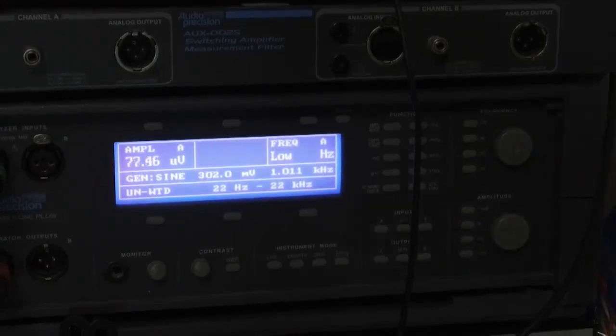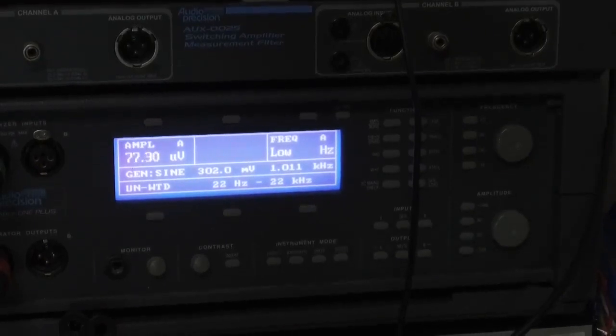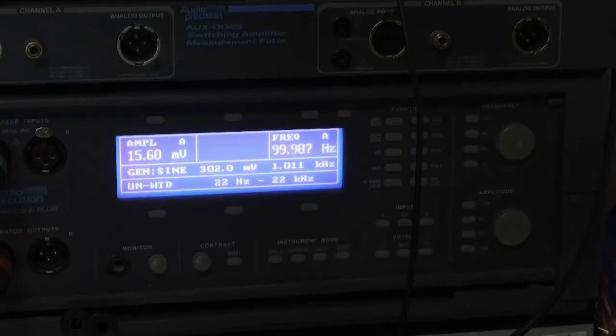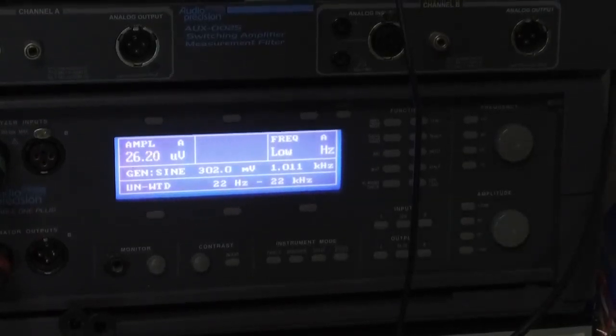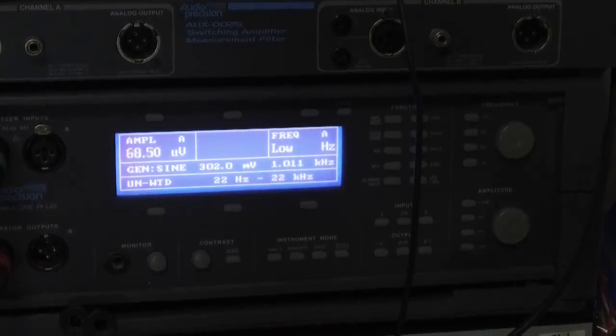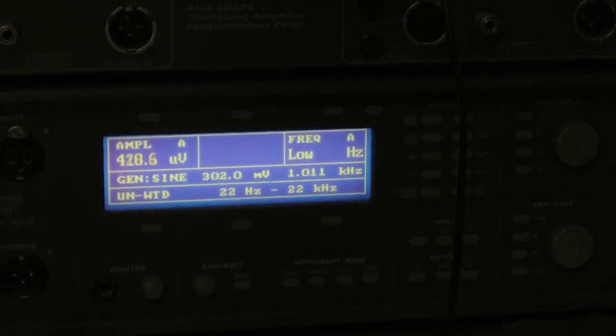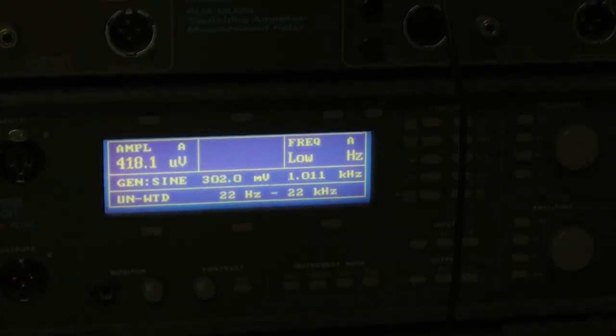This is the LM317. This is the ADR4525. 78M05. 7805. We're now going to look at a 1 kilohertz input.